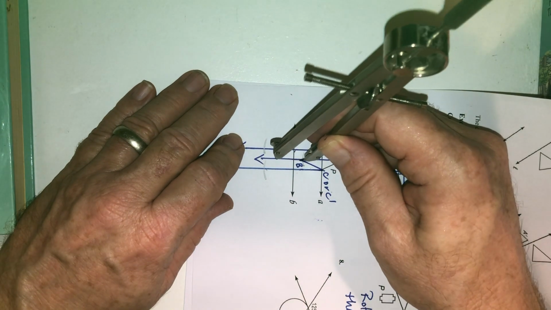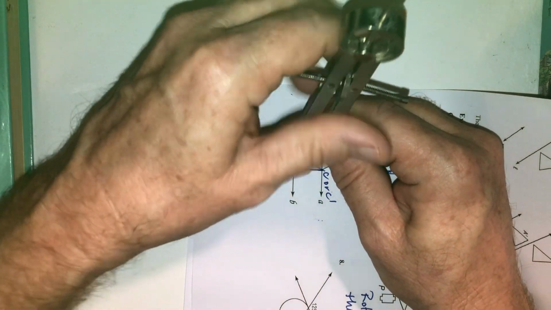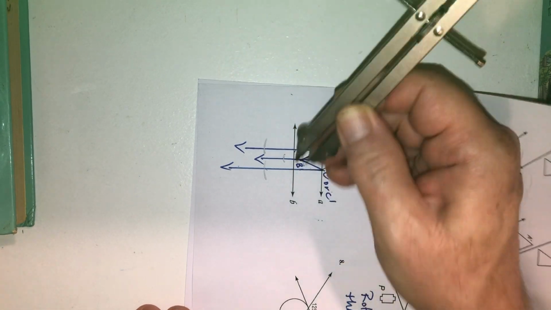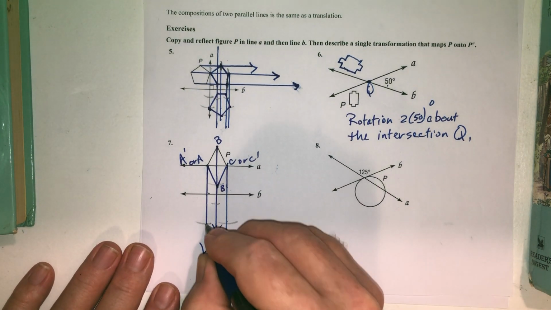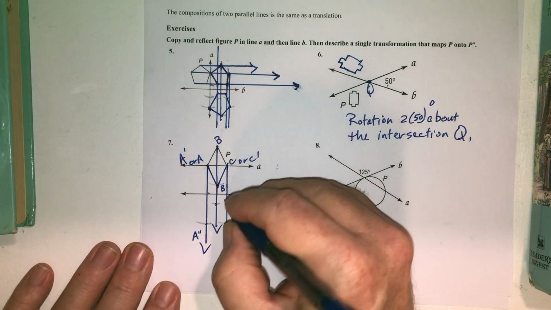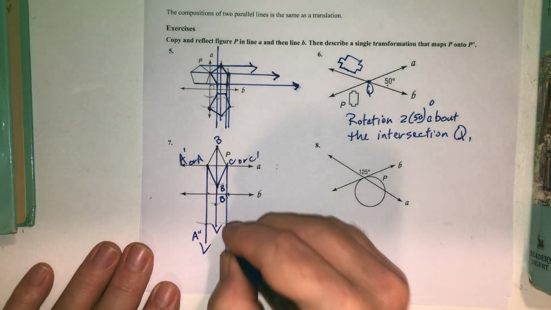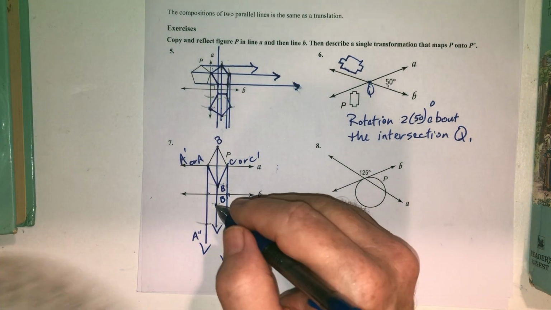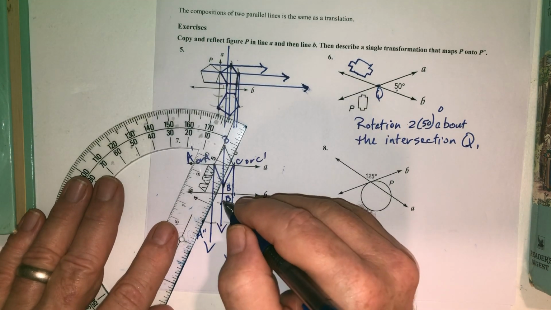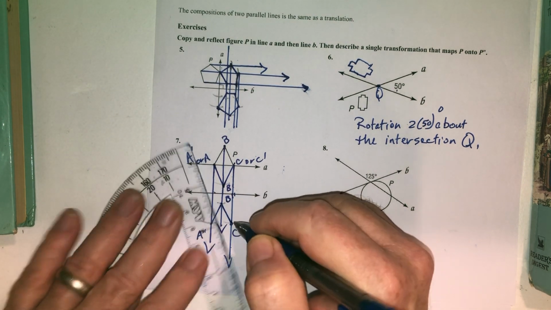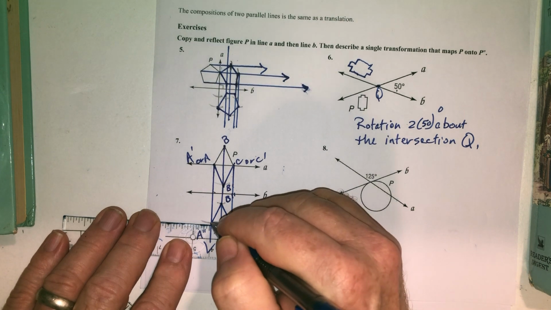And now all I need to do is reflect point B prime. It's that far from line B, and if I measure that and mark it off, I now have all 3 points that I need. This one is A double prime, this one is point B double prime, and this point right here is point C double prime. Now you can connect A double prime to B double prime, B double prime to C double prime, and C double prime back to A double prime.